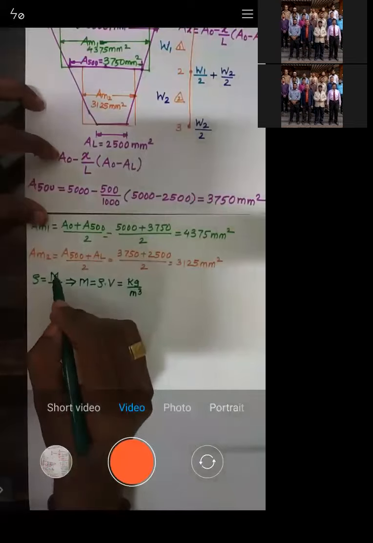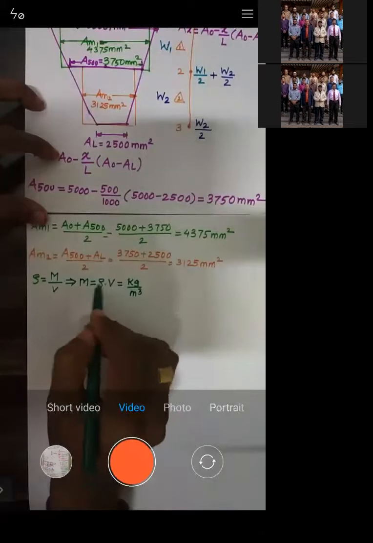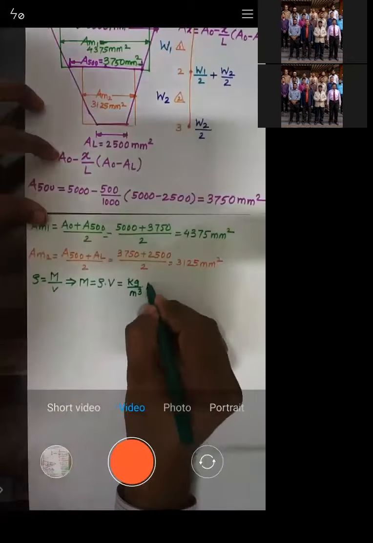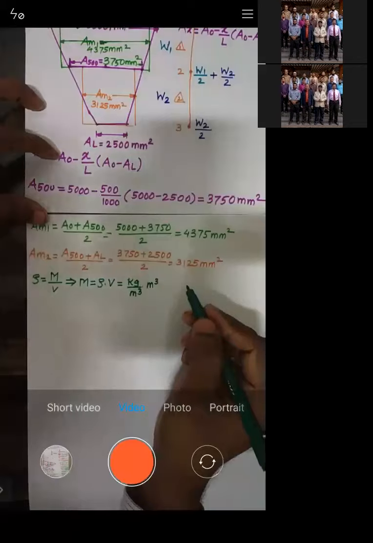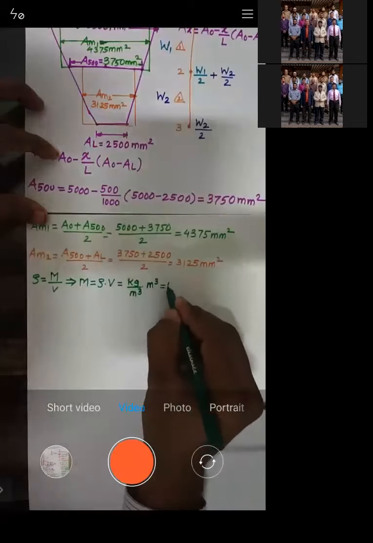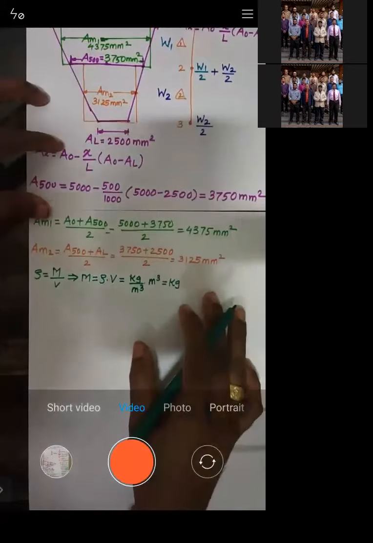Mass upon volume, mass is in kg, volume is in meter cube. So density will be kg by meter cube into volume. Obviously, volume will be in meter cube, right? So in that case, you will get the unit for mass as kg. So what unit for mass you will get? You will get the mass in kg.